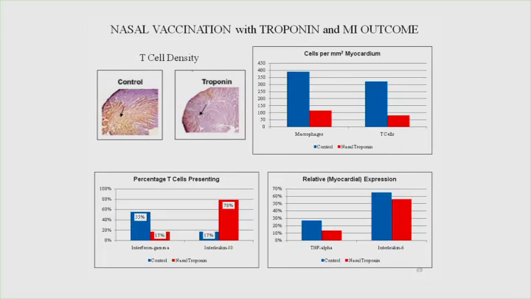If we look at the degree of T cell infiltration, it's much greater in the control animals than in the animals that had Treg response. There are fewer macrophages, fewer T cells. The percentage of T cells expressing interferon gamma, Th1, is less. Those expressing interleukin 10, Treg, is upregulated. Less tumor necrosis factor alpha, less interleukin 6.